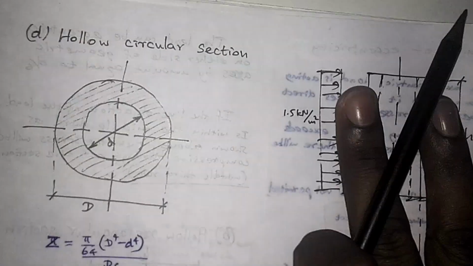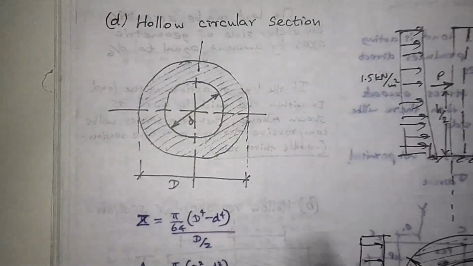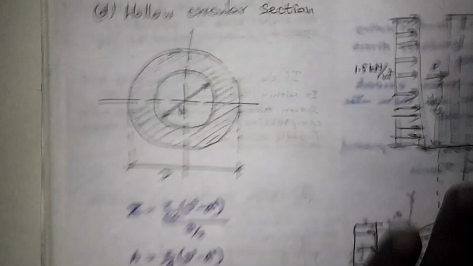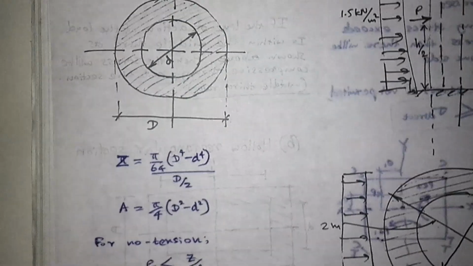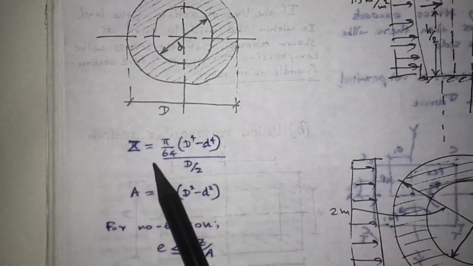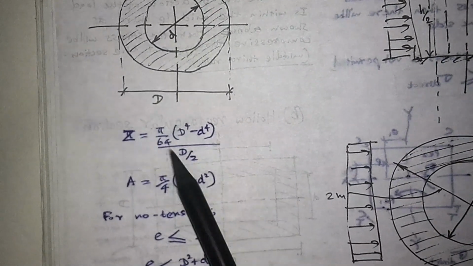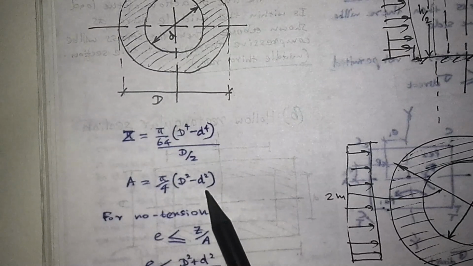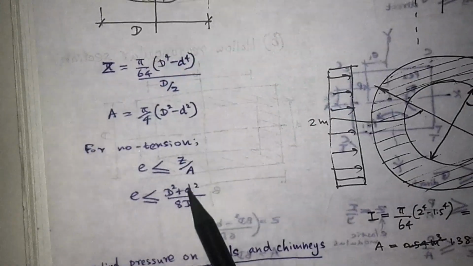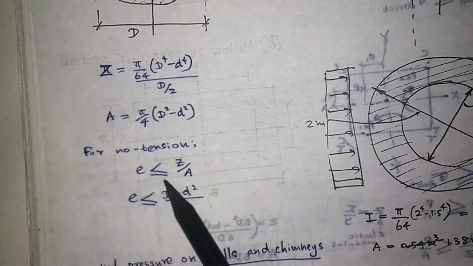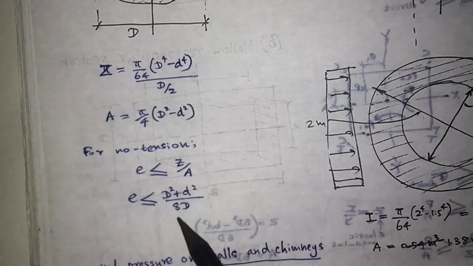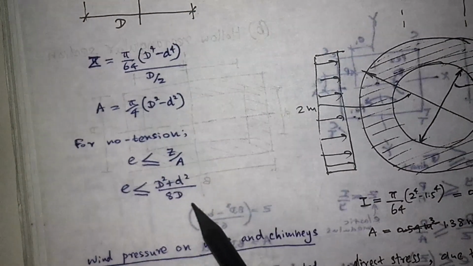Again, we can consider another example of a hollow circular section. This is a hollow circular section with capital D and small d. So here Z values can be found using this one. A can be found using this one. For no tension requirement, you can substitute the values in the previous equation. Then you can find a relationship for no tension.